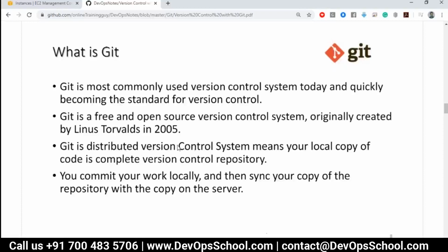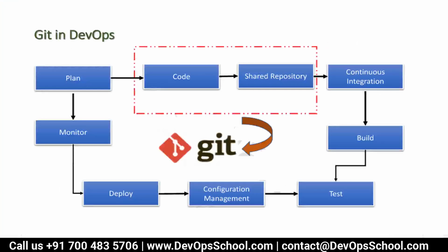Git is a distributed version control system, which means your local copy of the code is a complete version control repository. You commit your work locally and sync your copy of the repository with the copy on the server. Okay, so it's the same thing. Now, when we talk about DevOps, where Git exists, it exists here. So it is your code and a shared repository. When we are maintaining this, we need to use Git.